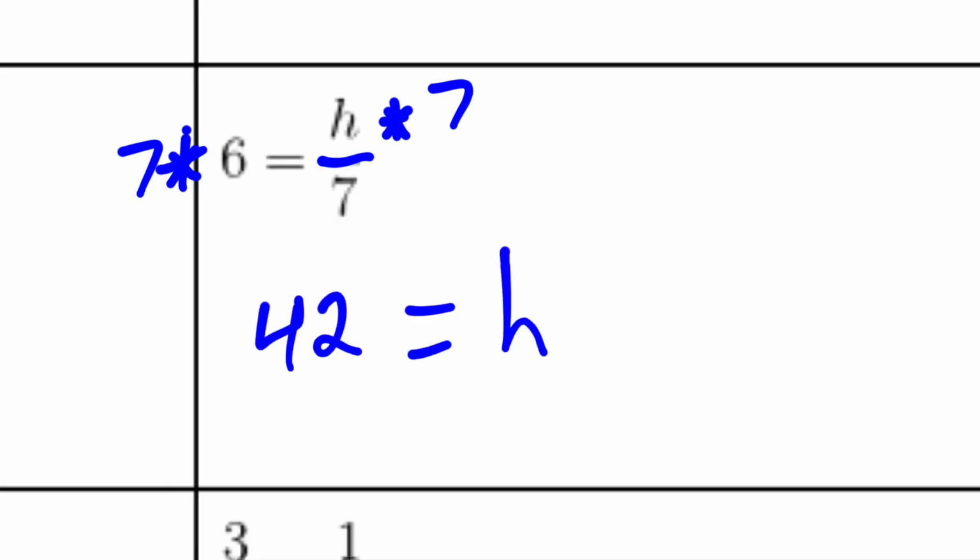When there's a fraction like h over 7, that means division. So we cancel out with the opposite operation, which is multiplication. So that gives me 42 is equal to h.